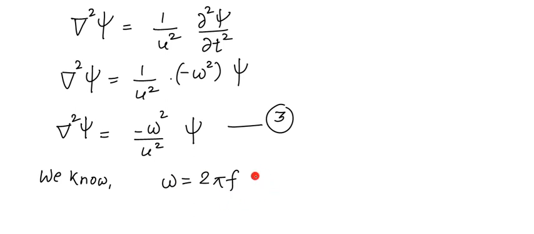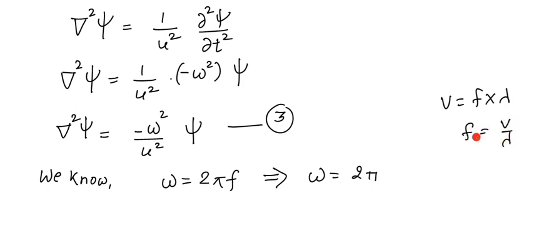And again, as you know that v equal to f into lambda, then from this you can write f as v by lambda. Then what can you put? In this particular case, as the velocity is u, we can write u divided by lambda.